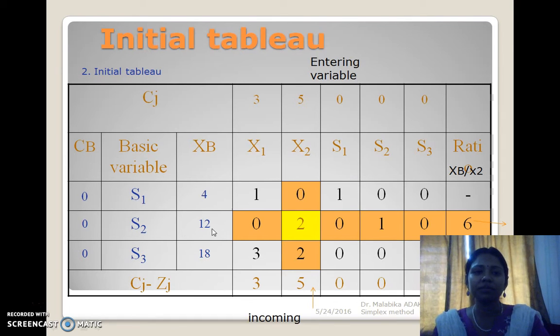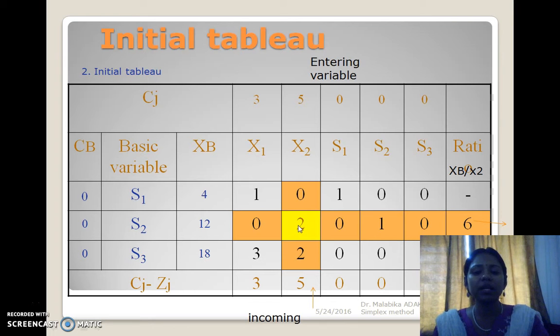So this is the first initial tableau, and this is the basic feasible solution and Cj minus Zj. We are calculating here. Here 3 is positive, 5 is positive, and 5 is the largest positive. So this column we are taking. So x2 is the incoming variable, and now we calculate the ratio Xb divided by x2. So the minimum ratio is 6. So the corresponding variable S2 is the outgoing variable. So its intersection point 2 is the key element.